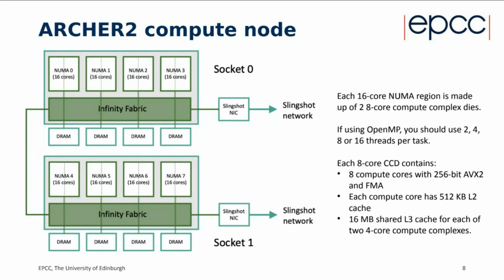Each core compute complex die also contains 8 compute cores. They've got 256-bit AVX2 and FMA instructions available to them. Each core has 512 kilobytes of L2 cache, and there's also a 16 megabyte shared L3 cache on each of 2 4 compute complexes. So there are two of these compute complexes within each compute complex die. The terminology can get a little confusing here. For a lot of you, this won't matter. This is probably too in depth for what you care about, but for some of you, this may be useful.